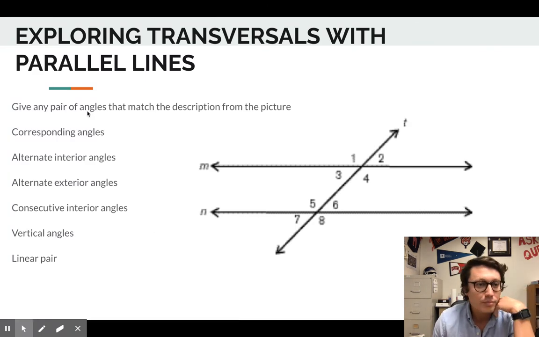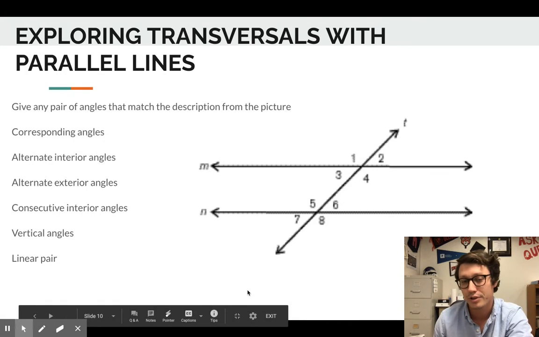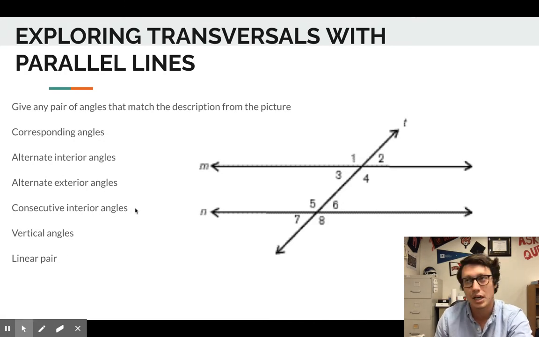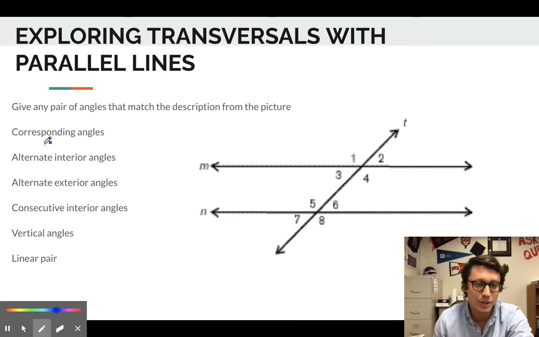Now, give any pair of angles that match the description from the picture. Notice you have 8 angles, so you will have multiple different variations of what could actually work. So go ahead, pause the video, actually answer these questions, think to yourself, see if you can figure them out on your own, and then come back and check. Remember that there's multiple different examples, so you could have given a potentially correct answer, but I just may not list it here. So hopefully you paused the video. We can talk about this.